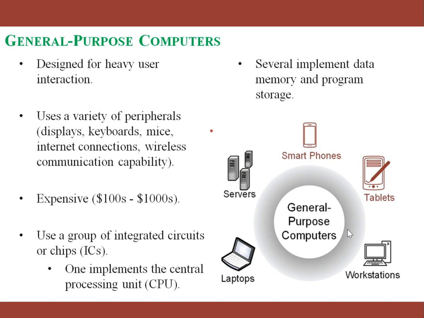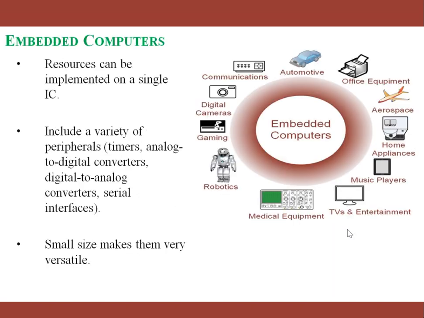They use a group of integrated circuits or chips, ICs. One implements the central processing unit, others implement data memory and program storage. So various ICs, various functions. The entire hardware becomes bulky because it serves many purposes, not only a specific purpose. We can perform many tasks on computers. This is an example. Now let's talk about embedded computers.